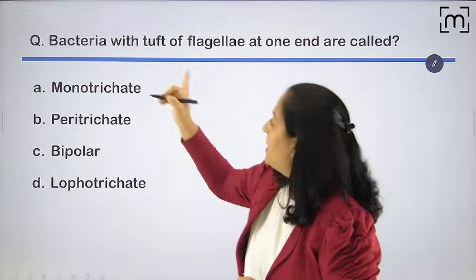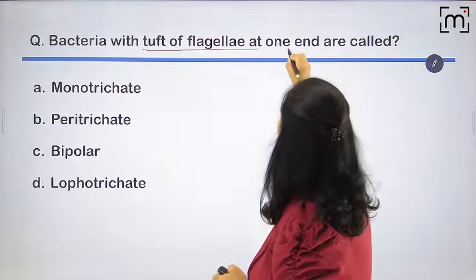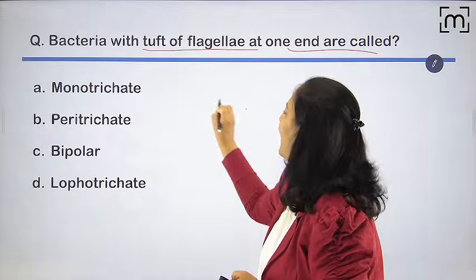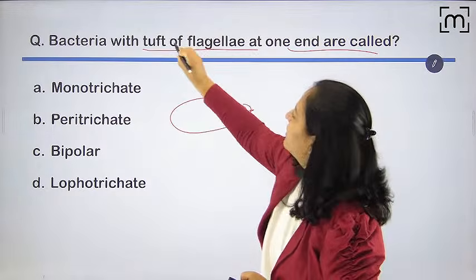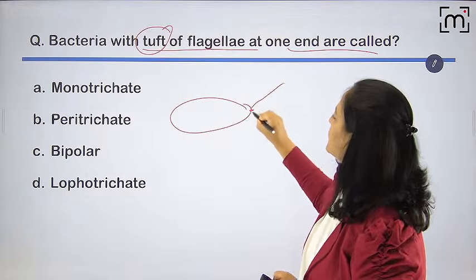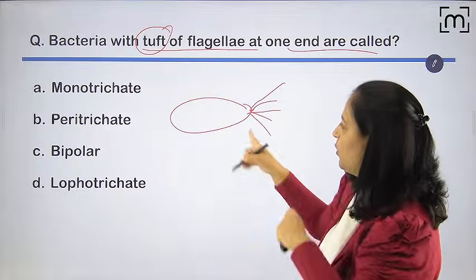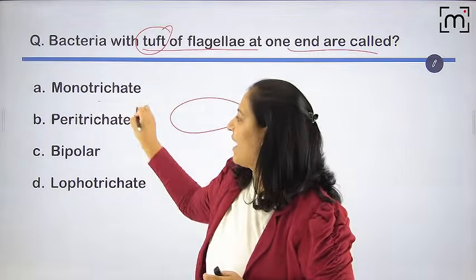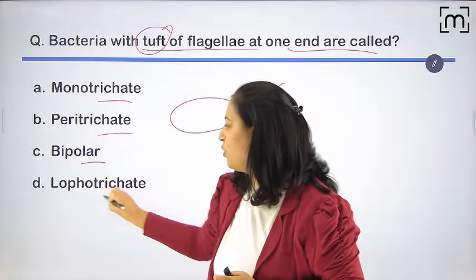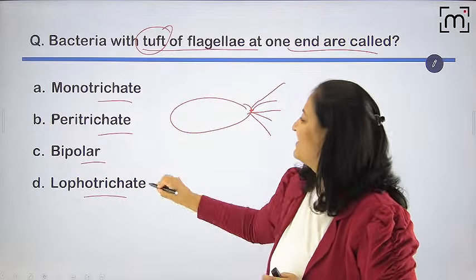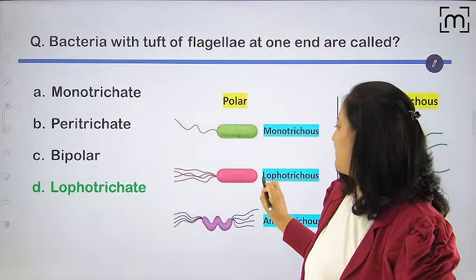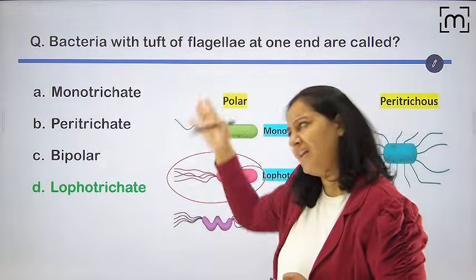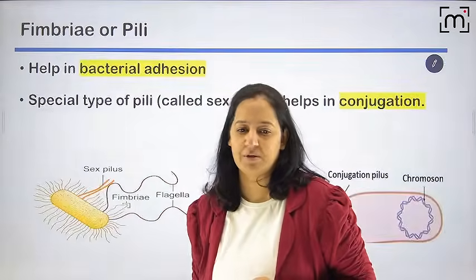The next question. Bacteria with a tuft of flagella at one end. Draw it. Tuft meaning cluster: a cluster of flagella at one end. What is this known as? Is it monotrichous, peritrichous, bipolar or lophotrichous? Yes, the correct answer is lophotrichous. You can appreciate they're asking for this. So they can give you any image-based question based on the type of flagella.